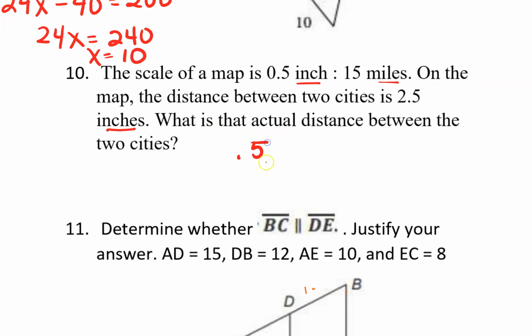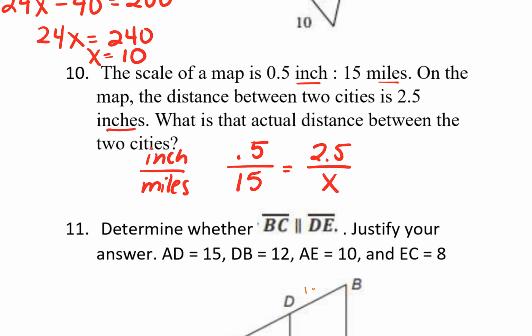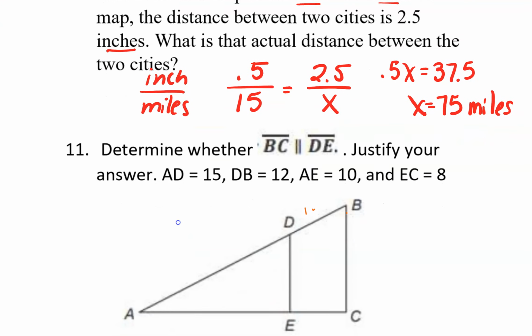So 0.5 inches, we're doing inches compared to miles, inches to miles compared to inches to actual distance would be in miles. Okay. So 0.5x equals 15 times 2.5, and that is 37.5, divided by 0.5 is 75. 75 miles is your actual distance.